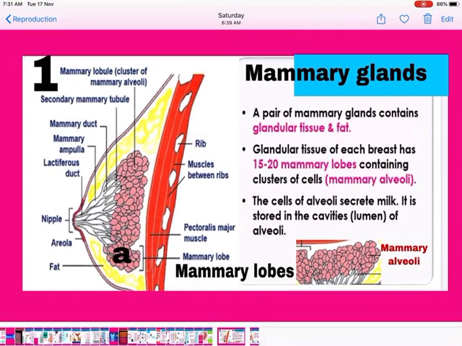Mammary lobes are there. Labeling number 1. Here 4 or 5 are shown. 4 or 5 mammary lobes are shown, each containing clusters of cells called as mammary alveoli. Okay, and the cells of alveoli secrete milk, and it is stored in the cavities of alveoli. So alveoli secrete milk and stored in the cavity of the alveoli.